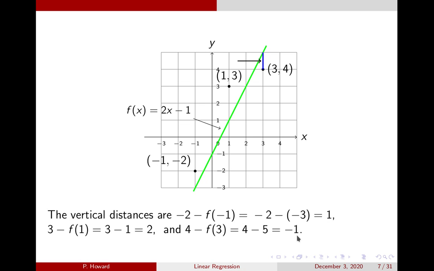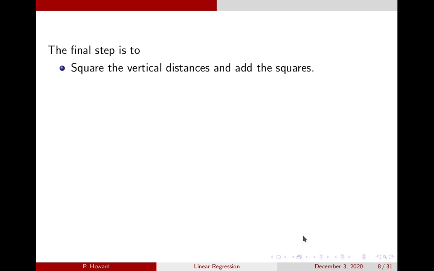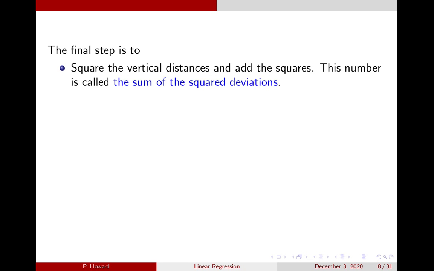And now the final step to get the least squares measure of how well this line fits the points. The final step is to square these distances, 1, 2, and minus 1, and add the results. So final step, square the vertical distances and add the squares. This number is called the sum of the squared deviations.